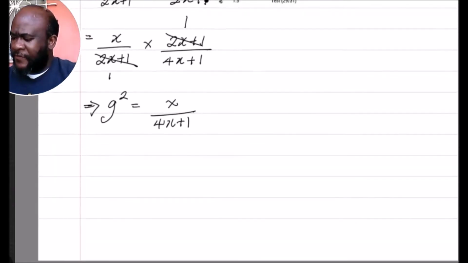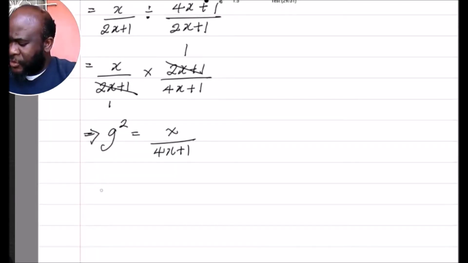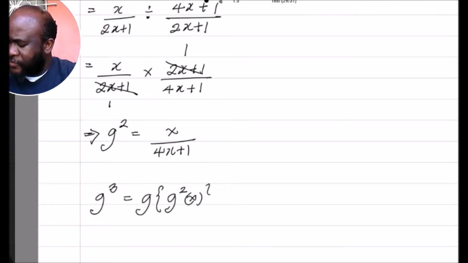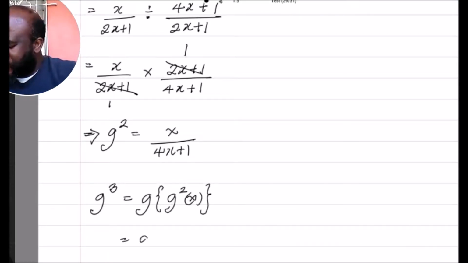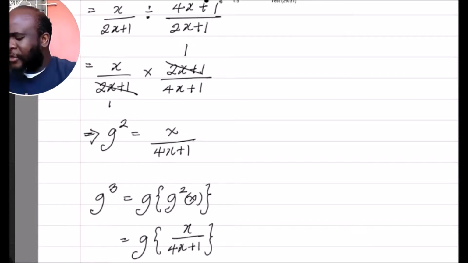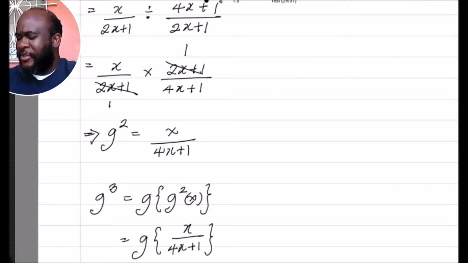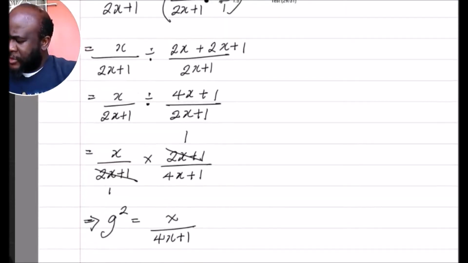All right. The second thing we're asked to find is g cube. Now g cube is the same as saying g of g squared of x. Now g squared of x we already have, so this is the same as saying g, and in bracket here we have x over 4x plus 1. So in other words, in g, wherever I see x, I'm going to take out x and put g squared, which is x over 4x plus 1.